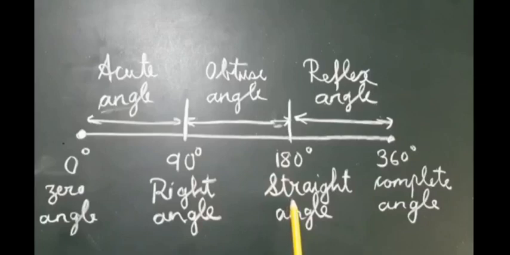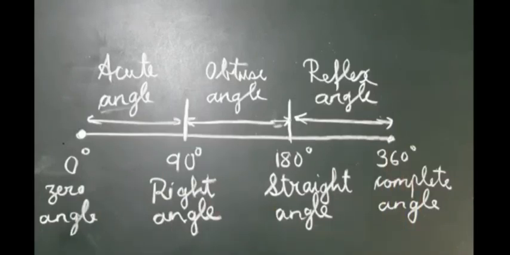That means in mathematics, a straight angle measures 180 degree. The train will move further, and the last point is where it is going to stop. And what is the station? 360 degree. It is named a complete angle. That means in mathematics, a complete angle measures 360 degree.